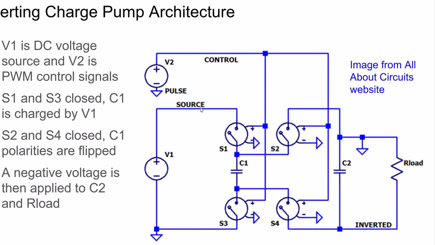So now C2 is being charged, and the top of C2, which is going to be the positive charge, is connected to ground, and the negative part is connected directly to the load. If you're new to thinking about inverting voltages or negative voltage, you might say, well, why doesn't C2 just discharge to ground?